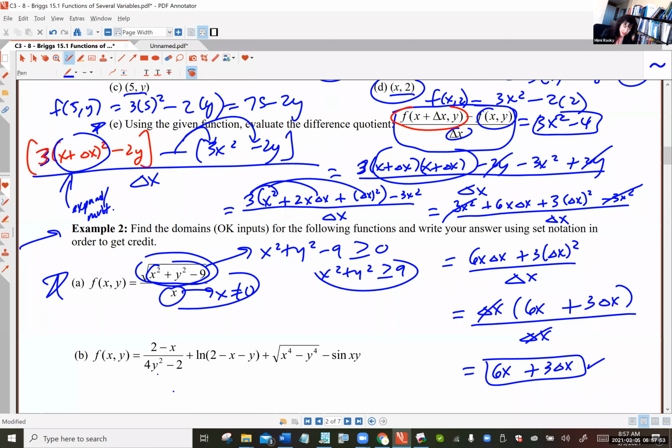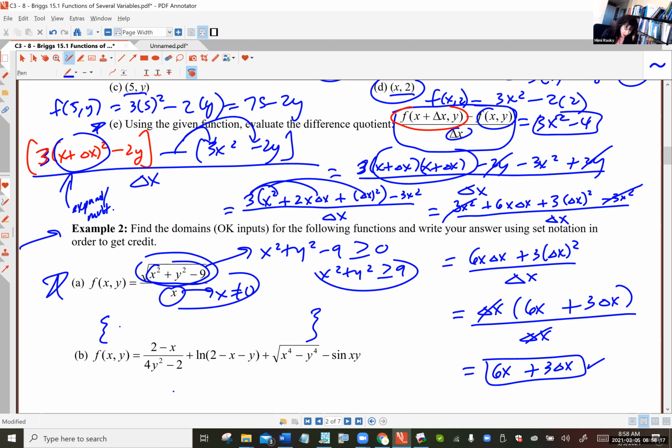We have 2 restrictions, and we don't write this in interval notation because you can't. We're not dealing with 1 dimension. We're dealing with 2 dimensions. We're dealing with the XY plane. So you're going to write your domain using set notation. What do I mean? You're going to use curly braces to indicate a set. The set of what? And then you've got to do all the proper notation. Otherwise, I'm going to dock you points.